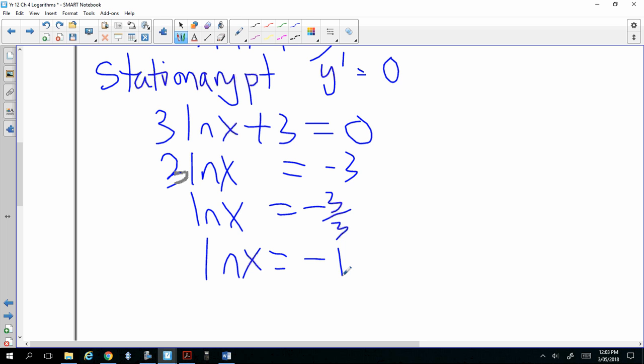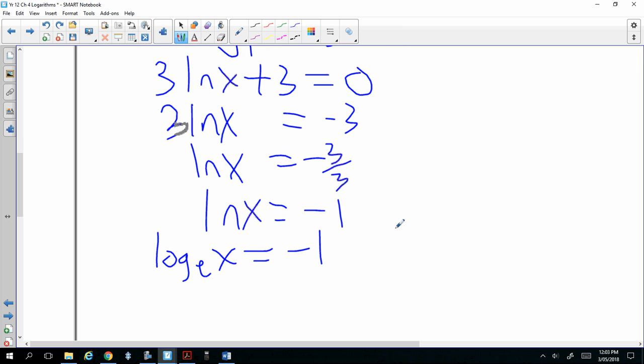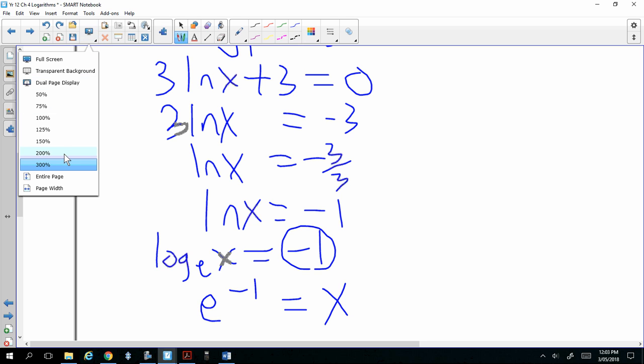And now going back to the definition, ln x is log base e of x. So when you solve a log equation, turn it into index form. How do you write index form? The index is negative 1, so you write e to the power of negative 1 equals x. So that's the x value of the stationary point.